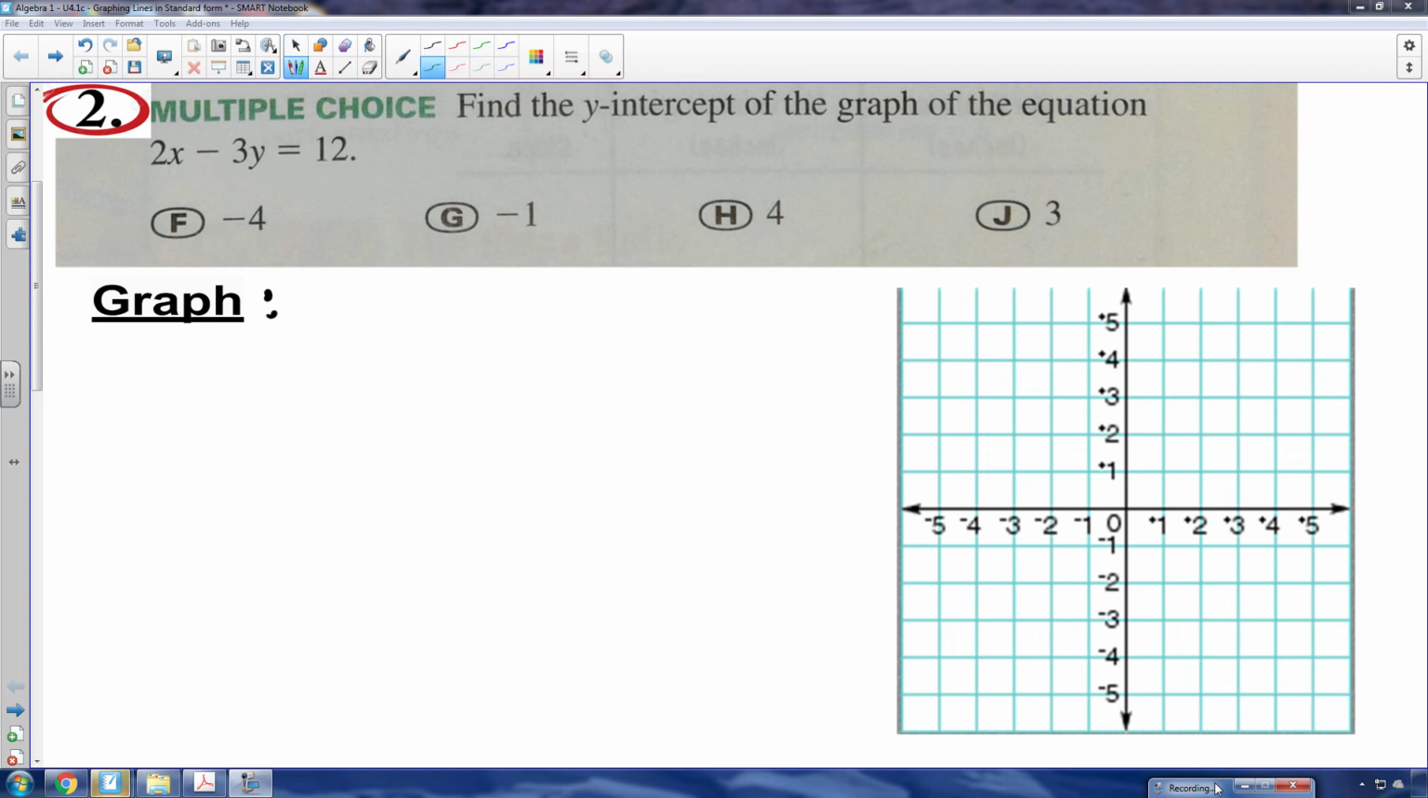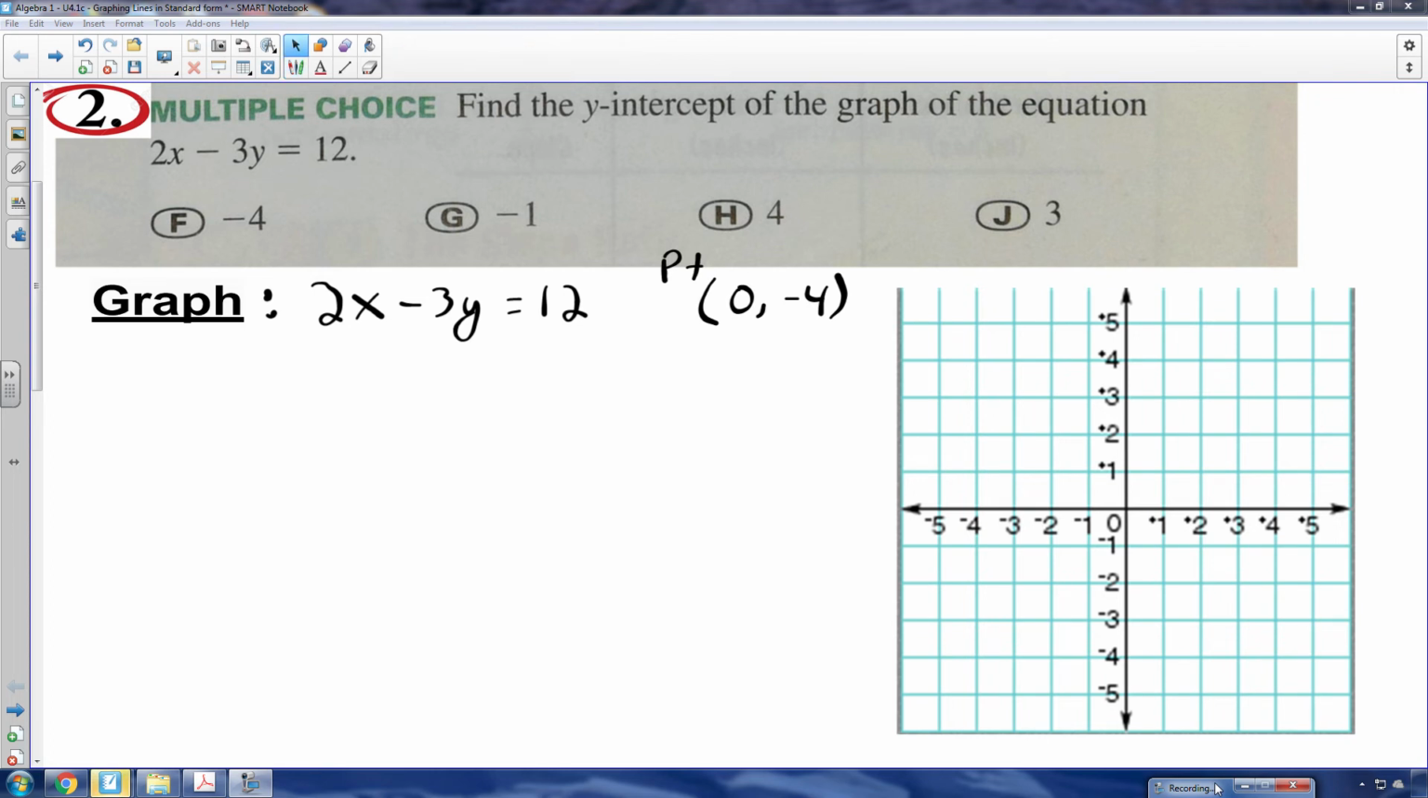So now I want to graph this equation. I know it says graph, but it doesn't say what to graph. So I want you to graph 2x minus 3y is equal to 12. So if you look at this point right here and you found that the answer was F, the y-intercept, you probably get the point 0, -4. That's one point that you got, right?